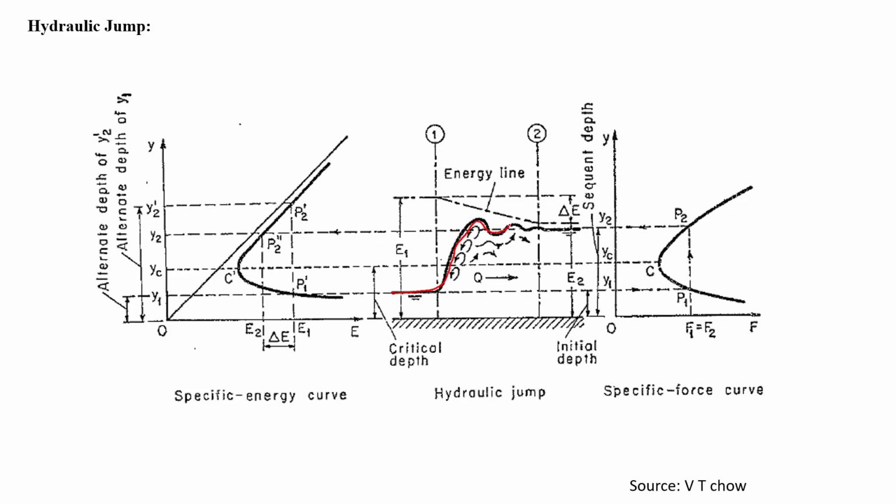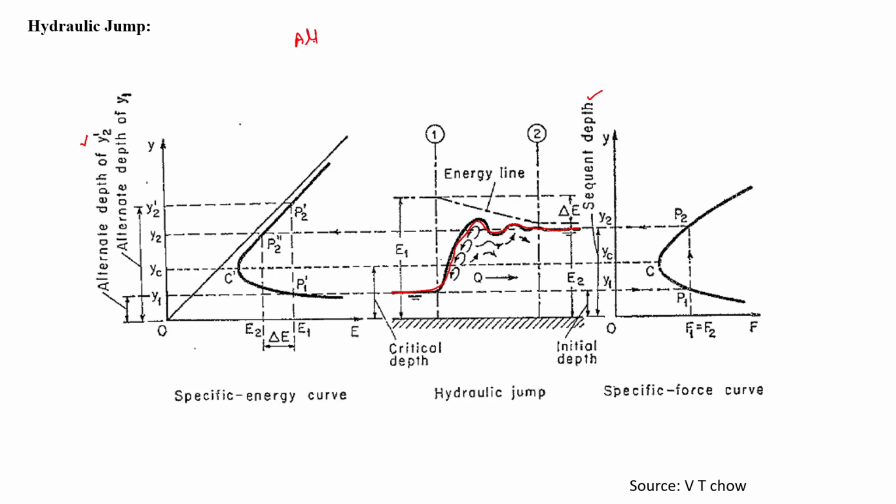This is a hydraulic jump, follow this red line. This is a flow surface. Here you can see these curved arrows show the turbulence. If you clearly observe, there are two depths mentioned: one is a sequent depth, one is an alternate depth. In session 3 I have mentioned the difference between alternate depths and sequent depths.